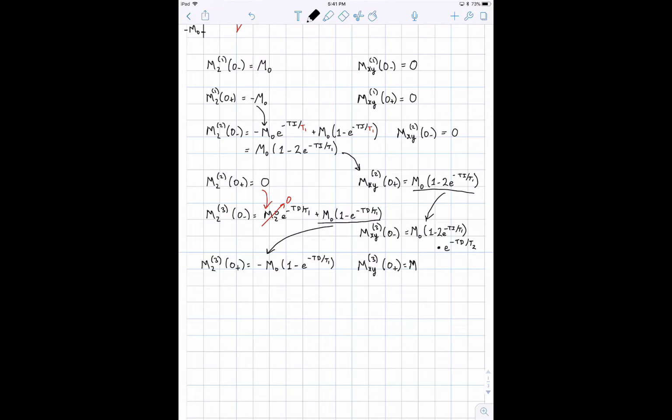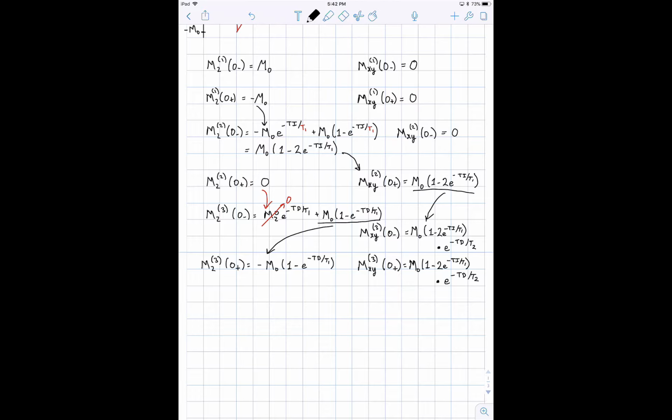We just have M times 1 minus 2 e to the minus t by T1, which is decayed by e to the minus TD over T2. And that's kind of an interesting term now, right? Because it has the mixed effects of T1 and T2. We're teasing the magnetization, right? We're putting it along Z, then along transverse, then along Z, then along transverse. And as a consequence, you're incorporating both T1 and T2 relaxation into the available magnetization.